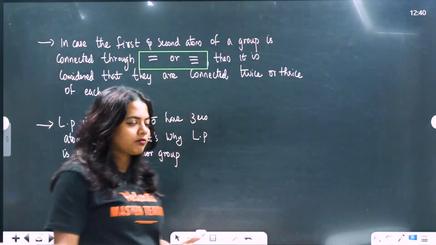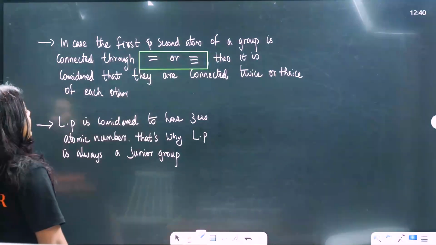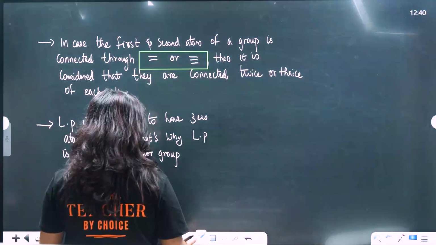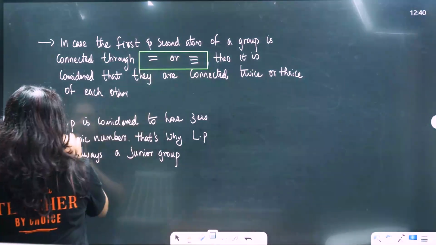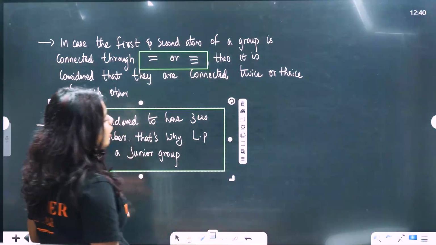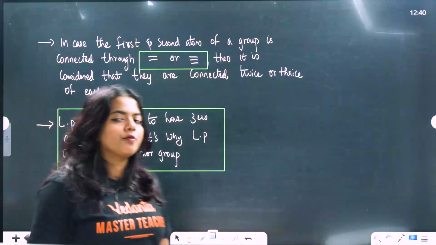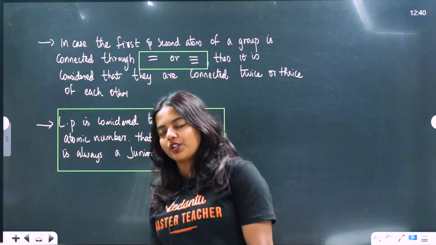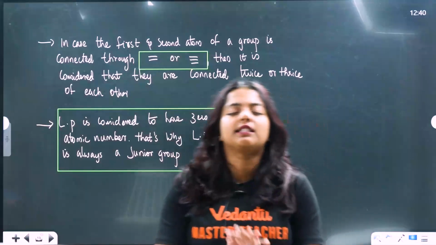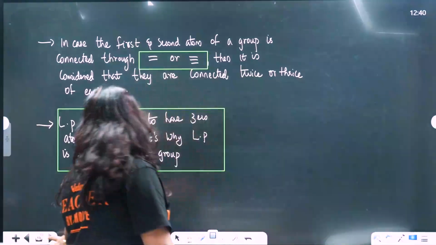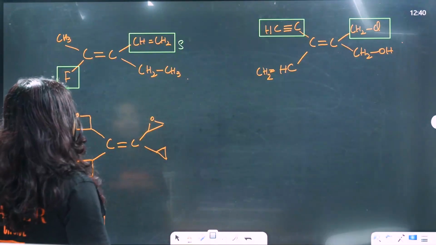Now, a lone pair is considered to have 0 atomic number, and that is the reason why a lone pair is always a junior group. If a lone pair group is given in that particular question or on that carbon, which is very rare, it is considered the junior group. Okay, now listen carefully to this particular one.